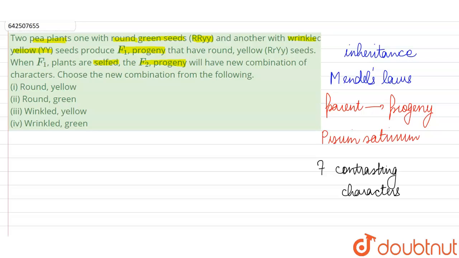So here they are talking about a dihybrid cross. Why are we calling it dihybrid? Because two different traits are being considered here simultaneously. One trait we are taking is the shape of the seed, the shape of the pea seed, and the second trait is the seed color. So although both of these are related to the seed itself, they are separate traits, they must be controlled by different genes.